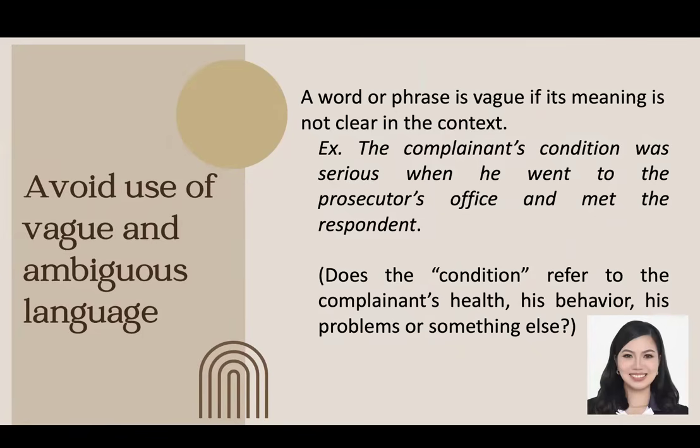Next, avoid the use of vague and ambiguous language. A word or phrase is vague if its meaning is not clear in the context. For example, the complainant's condition was serious when he went to the prosecutor's office and met the respondent. Here, does the condition refer to the complainant's health, his behavior, his problems, or something else? Because the condition, as worded in this sentence, is not clear.